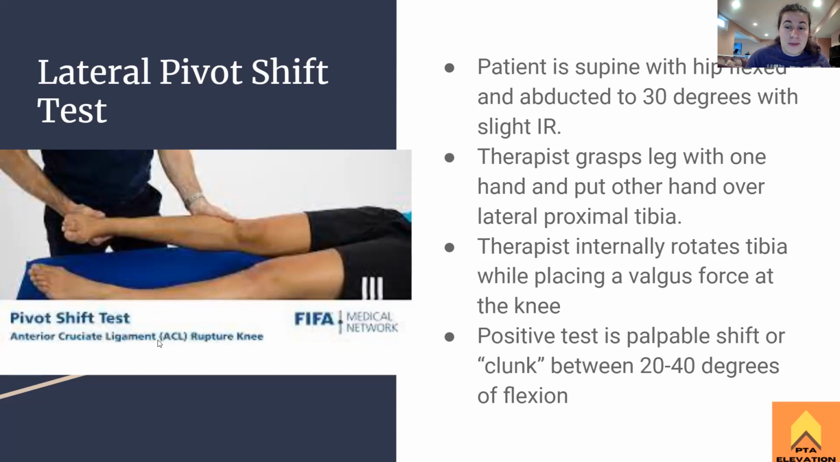So a positive test would be any sort of palpable shift. You'll literally feel it start to slide around, and it might even clunk as you start bending the knee a little bit. So you're like, uh-oh, this isn't good. And I definitely recommend checking out videos of someone performing this on somebody, just so that you have a good idea. But the lateral pivot shift test will test for an ACL tear as well.